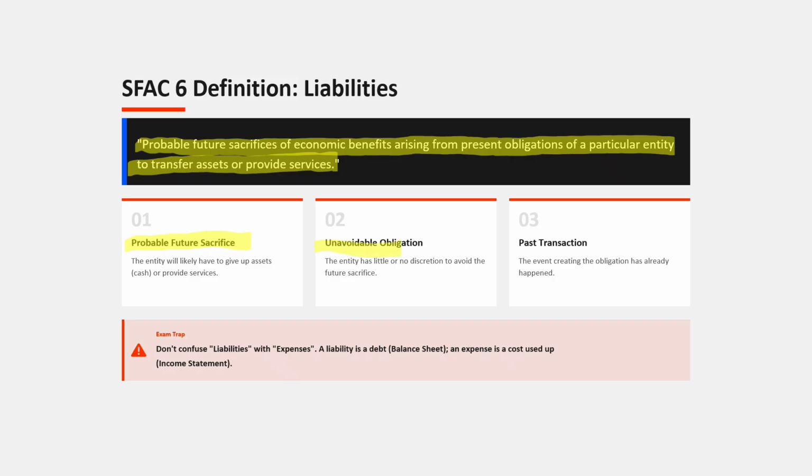This is an unavoidable obligation. This has no discretion to avoid the sacrifice. This creates an obligation that has already occurred. You can always check the date of the underlying transaction. Based on this, you can see if a present obligation exists. Let's say you receive an invoice for services on December 28th. You have a liability on December 31st, even though you do not pay it until January. This is something you might see in the simulations. Always check the dates on the documents.